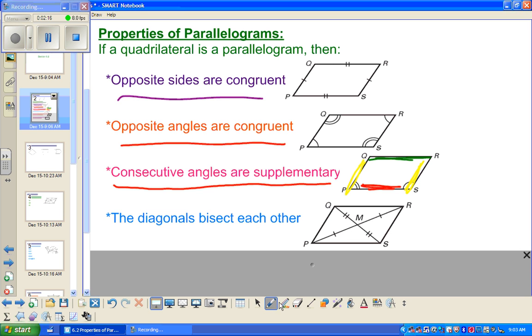The diagonals are going to bisect each other. So the diagonals go from opposite vertices. They bisect each other, which means these two segments, PM and MR, will be congruent, and QM and MS will be congruent.